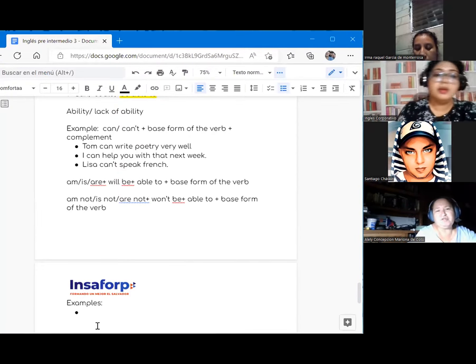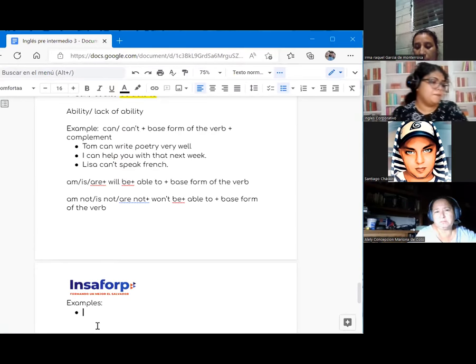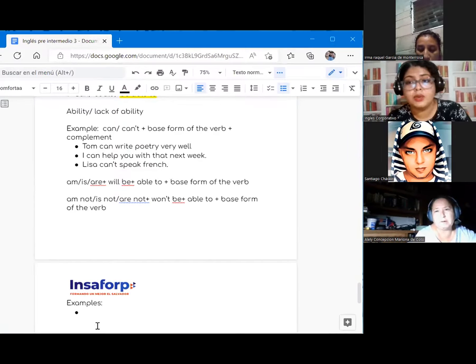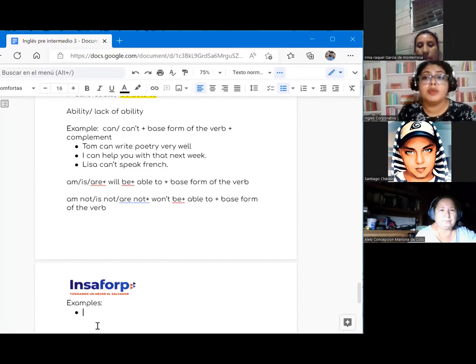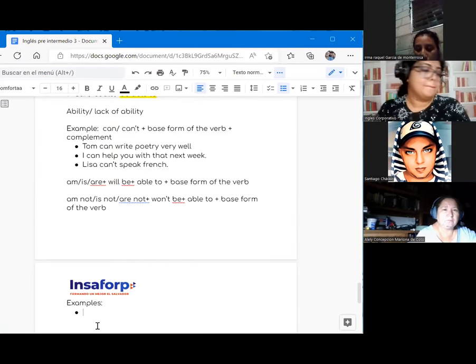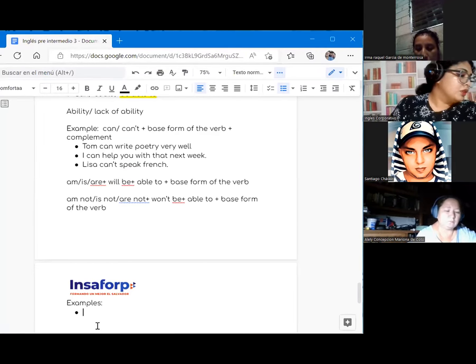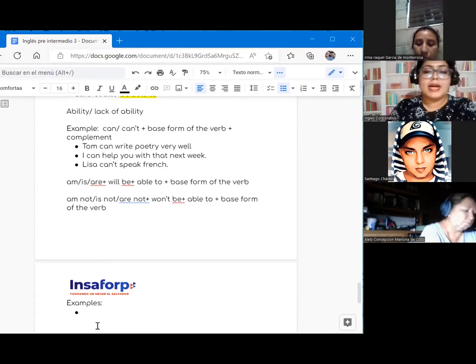In the question, teacher? In the question, in this case, we are going to have it for tomorrow. But we can use it, in this case, be able to. But in this case, we are going to use the verb to be first. Okay, for the question is first the verb to be. Because we are not going to use auxiliaries right now. So, in this case, we have the following examples.